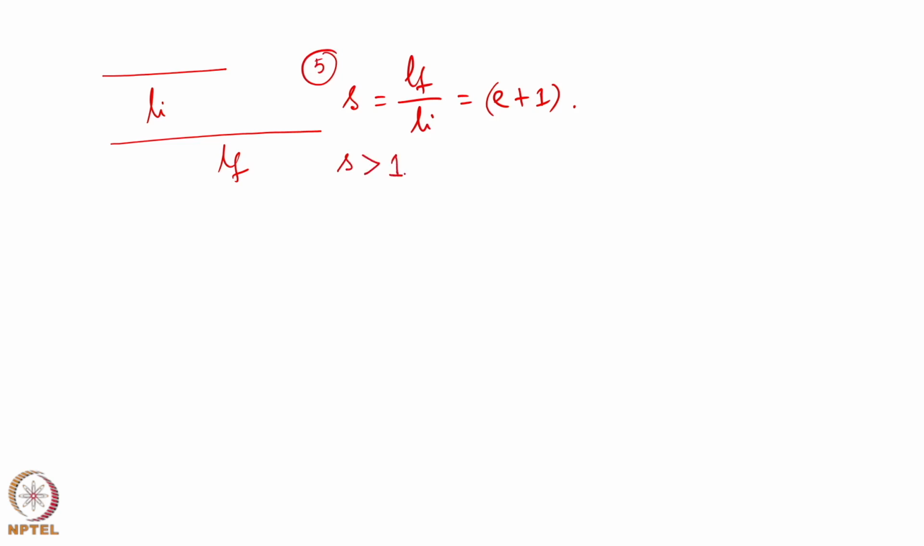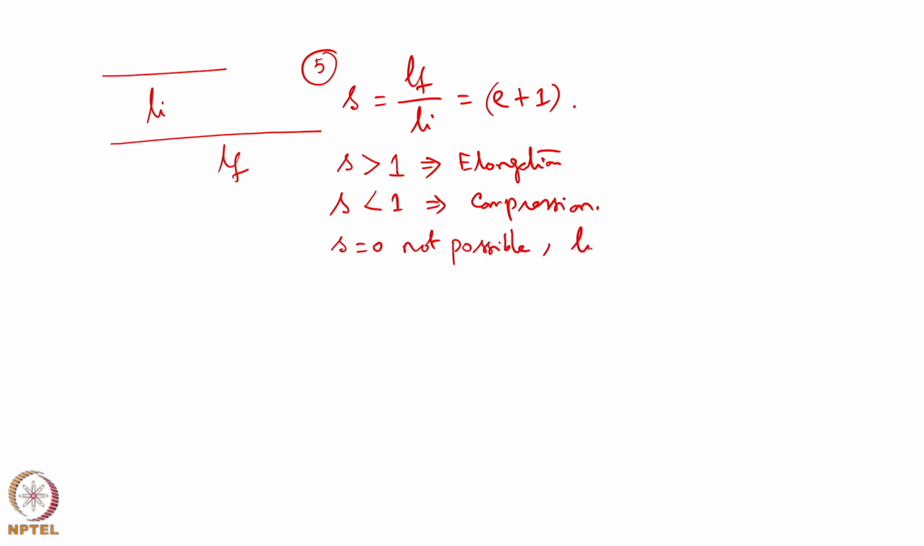S more than 1 means there has been elongation. S less than 1 indicates compression. S equal to 0 is not possible, since L final cannot become 0. A line length cannot vanish to 0 normally. So, in normal circumstances, S equal to 0, stretch equal to 0 is not possible.